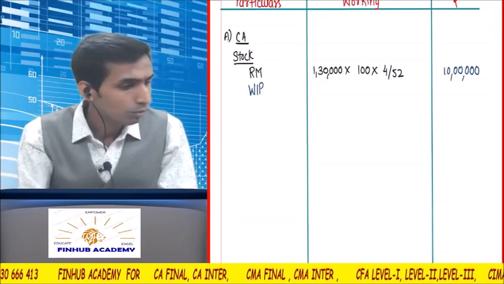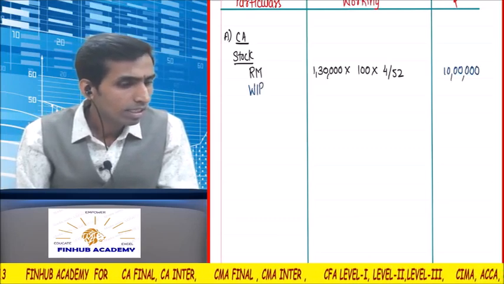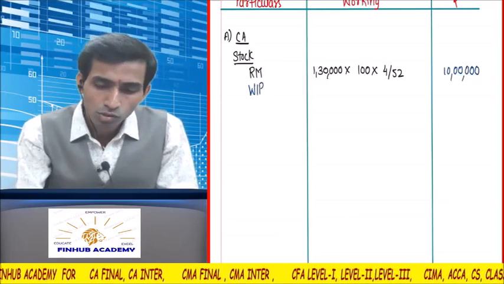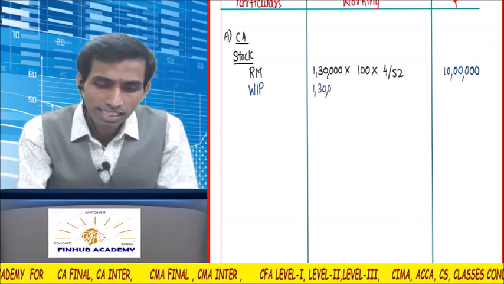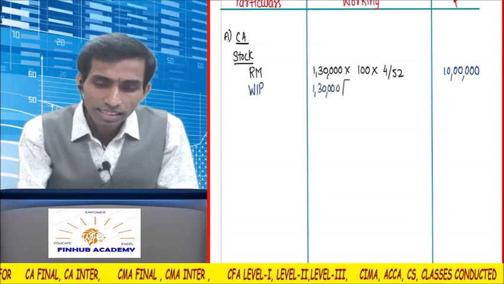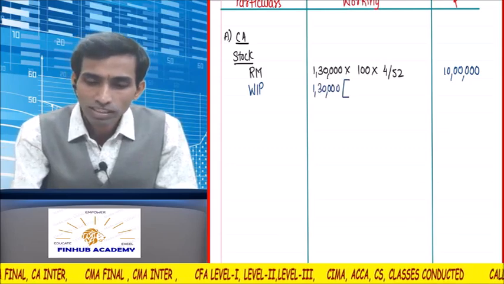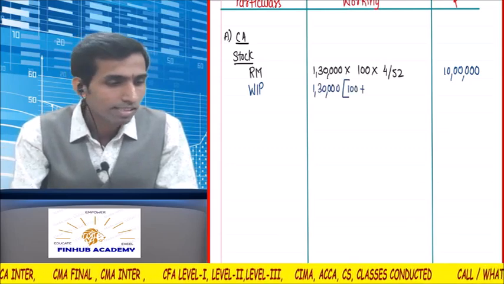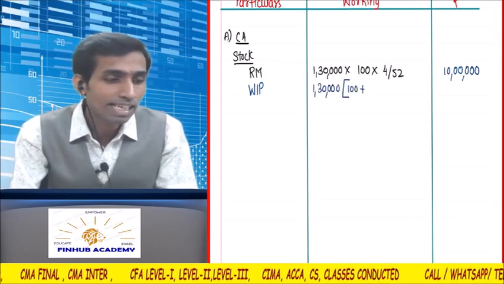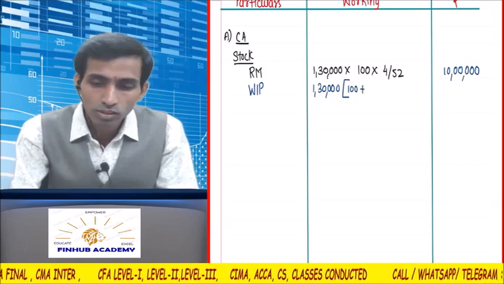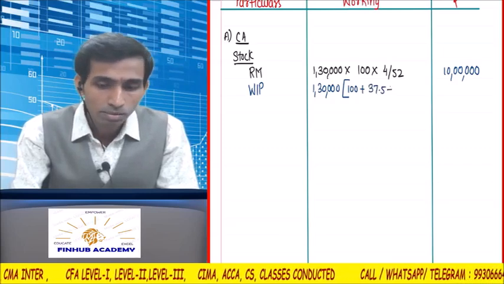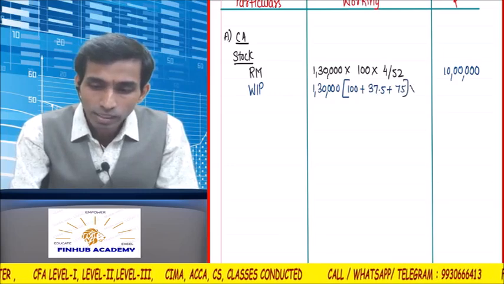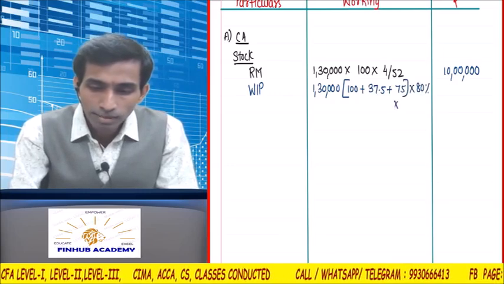WIP. Was WIP given? Yeah, work in progress, 1 week. So 1,30,000 units, shortcut, 1,30,000 into 80% in all respect. So what I will do? 100 plus, this time I can take 80% directly. I'll take total 37.5 plus 75 into 80% into 1 by 52.